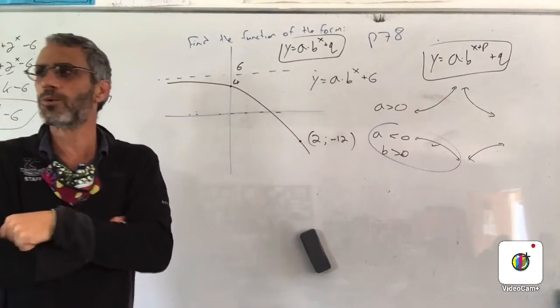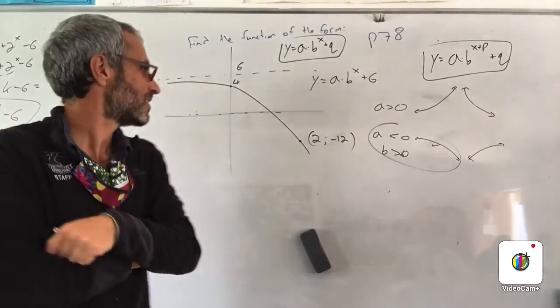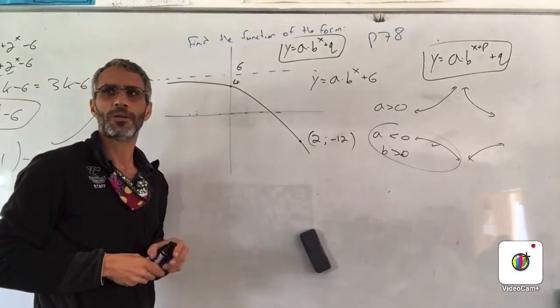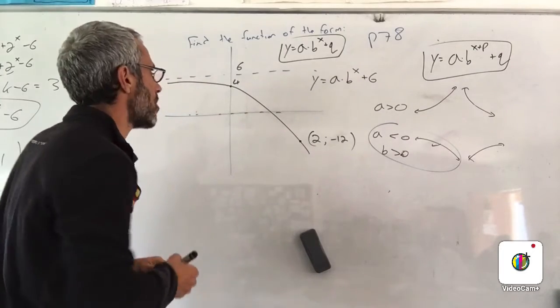Which one should we start with? I won't tell you. I think we should start with B. With the intercept or the point? The point. Okay. Do you know what? Let's do both, and let's see. Decide together what was the right thing to do.